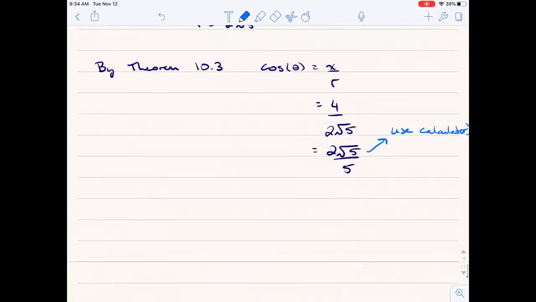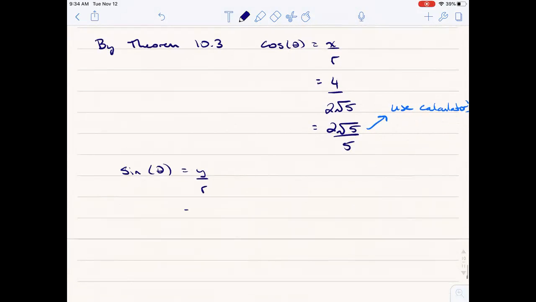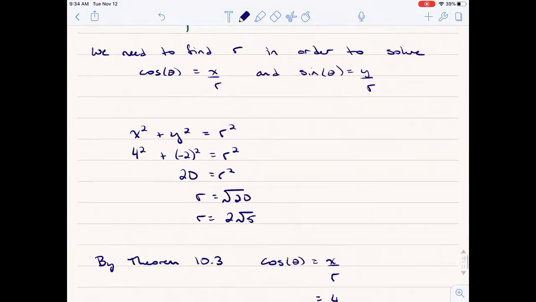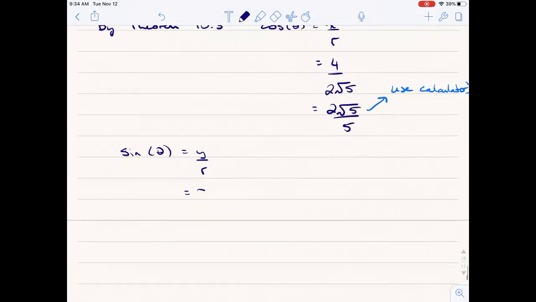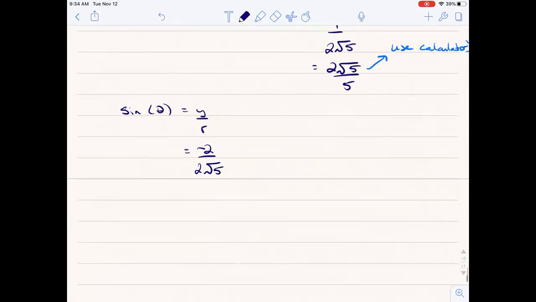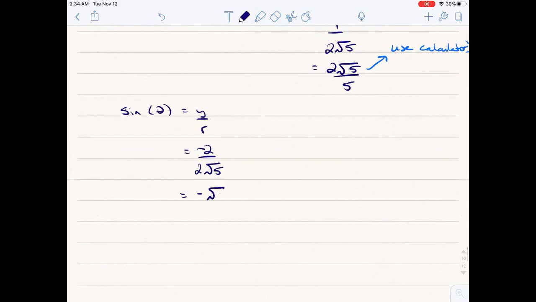Okay. And then same idea, the sine of theta is y over r, which is y was -2, so -2 over 2 root 5, which if you use your calculator, you get negative root 5 over 5. Again, on your calculator.